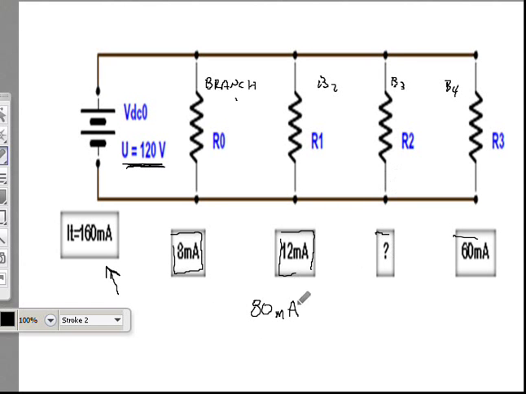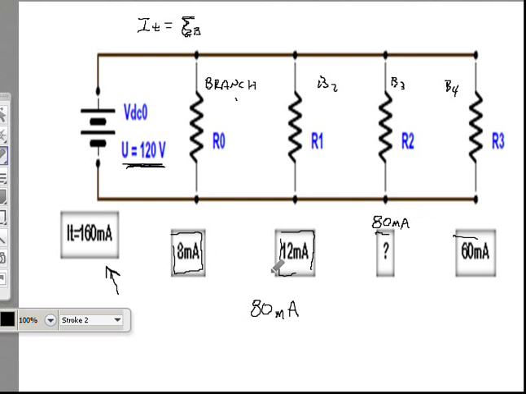Well, let's find branch 3. Well, we know total current equals the sum of the branch currents. That's not a very good looking sum sign, but you get the idea. So 160 milliamps minus 80 milliamps. Looks like this guy's got to be 80 milliamps.